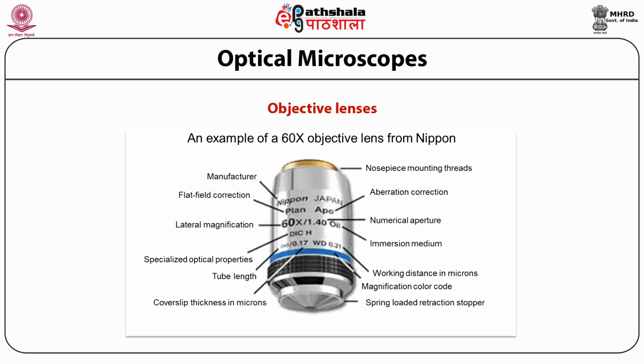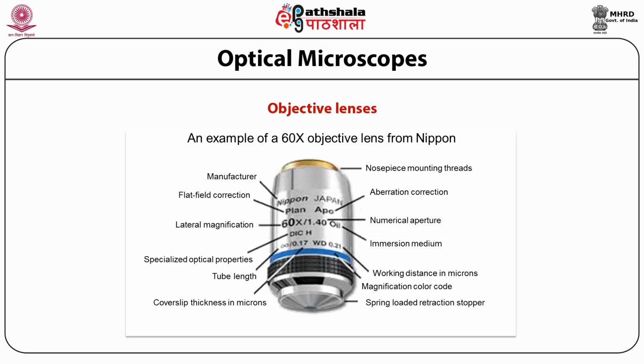So here we saw an example of a 60x objective lens from a company called Nippon. On every objective lens you will find certain things written on it. What is the meaning of those things? For example, here Nippon is the company name or the manufacturer name. Plan means it is a flat field corrected objective. Apo means it is aberration free. 60x means the maximum magnification achievable by this objective is 60 times.